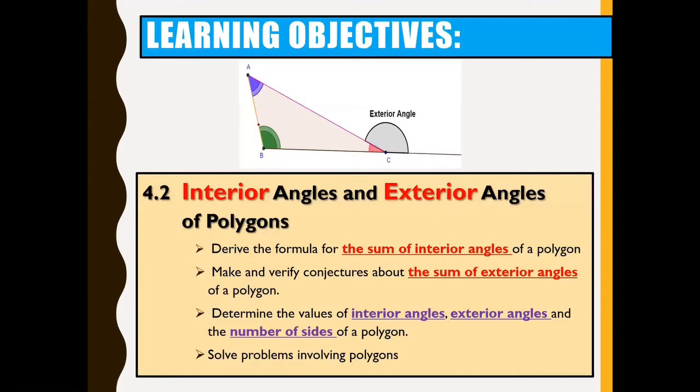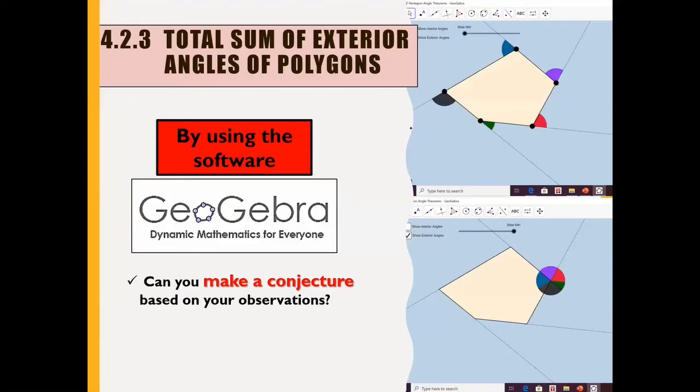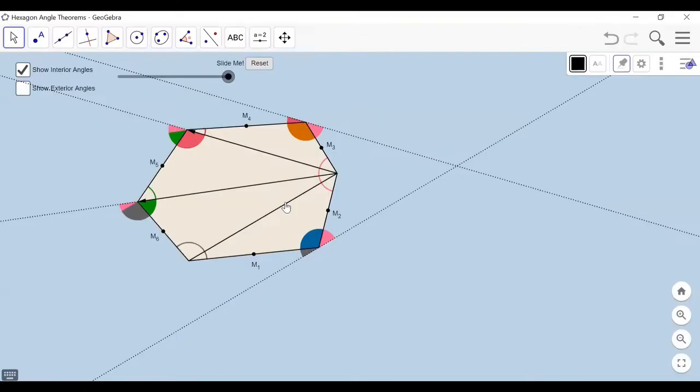Okay, then we are going to proceed to the exterior angles. In this topic, we are going to make and verify the conjectures about the sum of the exterior angles of a polygon. So before we start, I just want you to observe the animations. Let's see together.